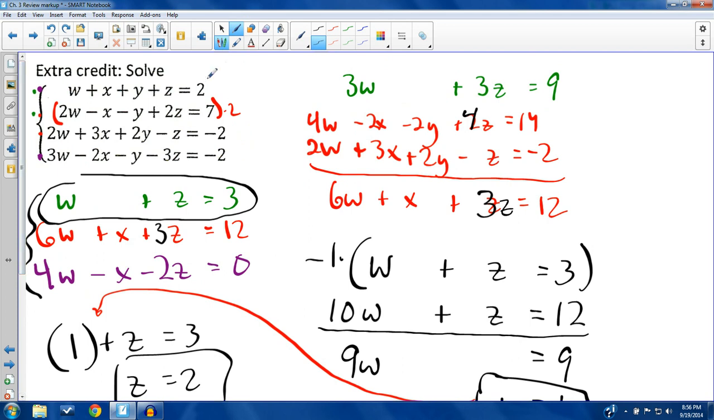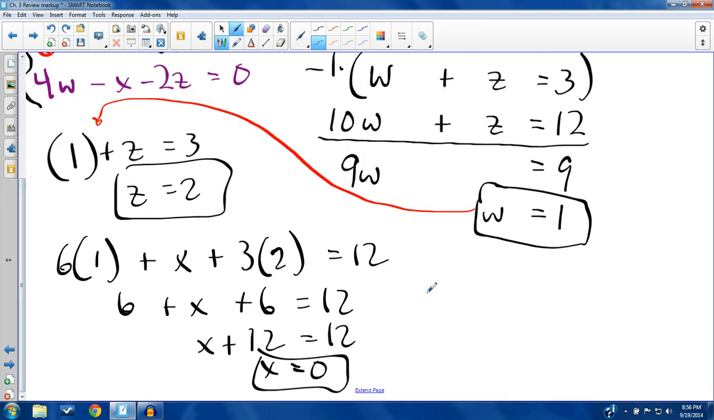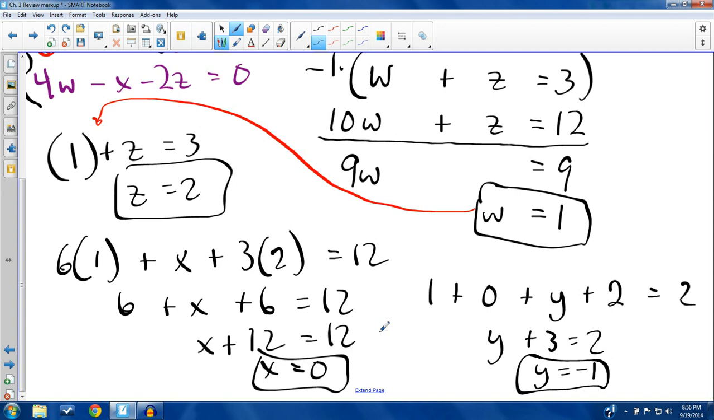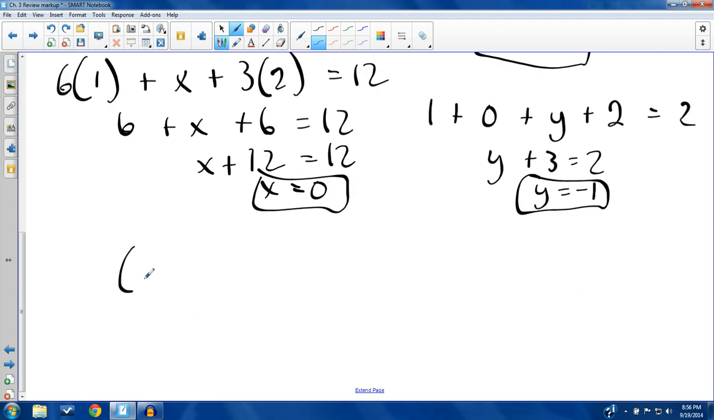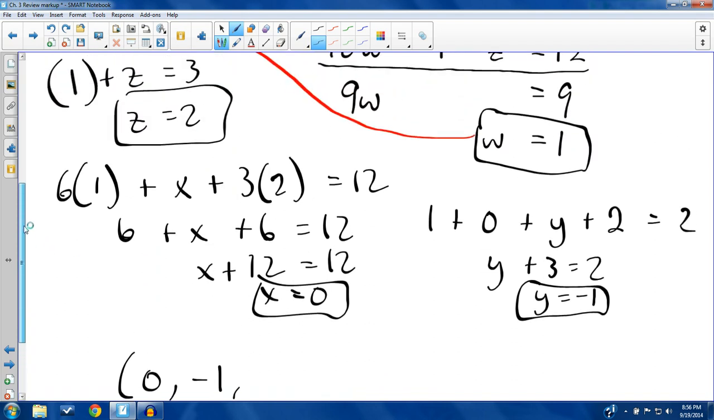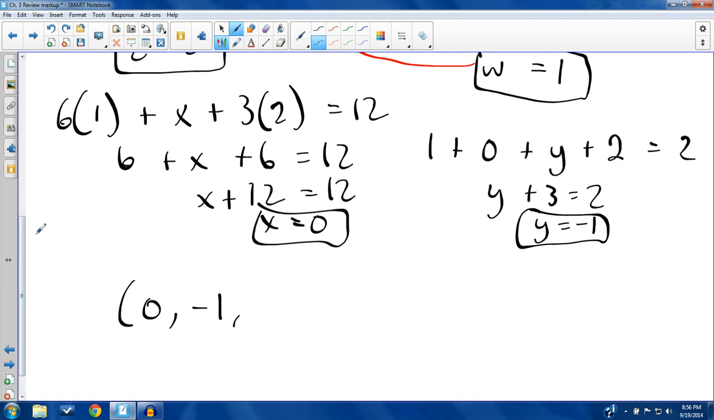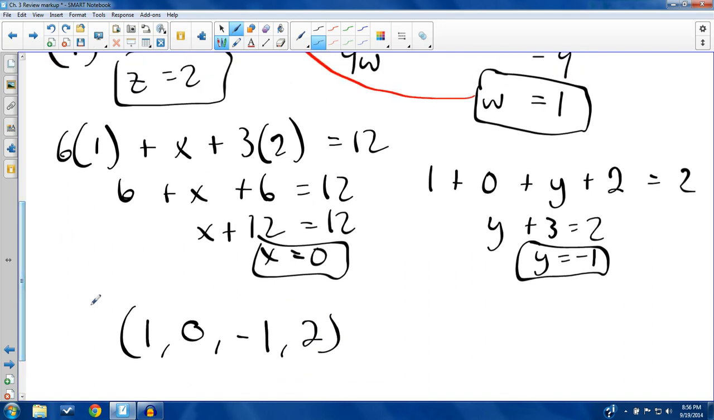I'm going to use my original equation, just have to add straight across. So w plus x plus y plus z equals 2. 1 plus 0 plus 2 says y plus 3 equals 2. Y equals negative 1. There's nothing that says you can't have a negative answer. So my final solution, w's first, so w is 1, x is 0, y is negative 1, z is 2. You can double check that.